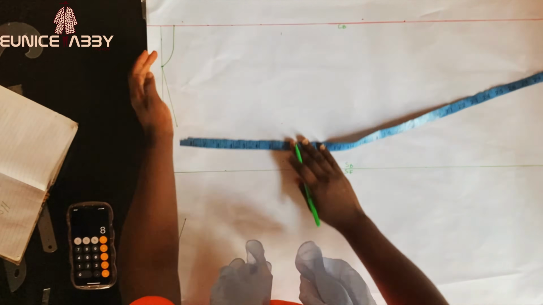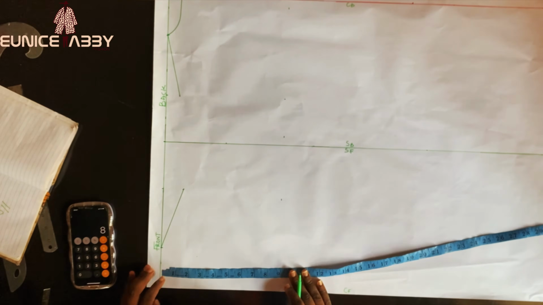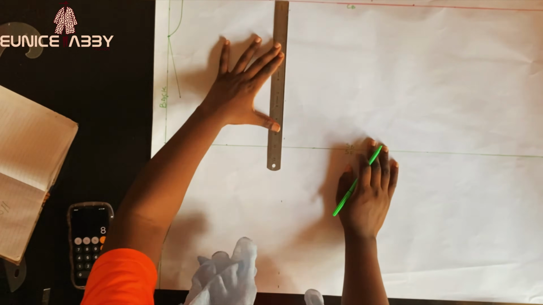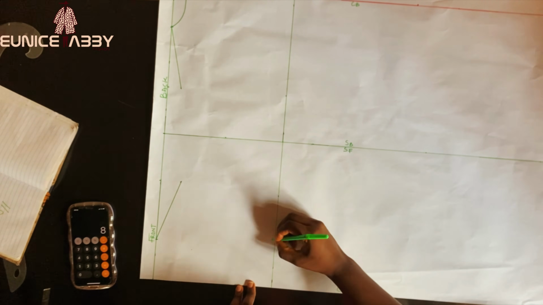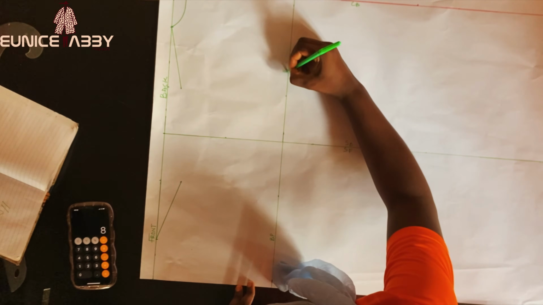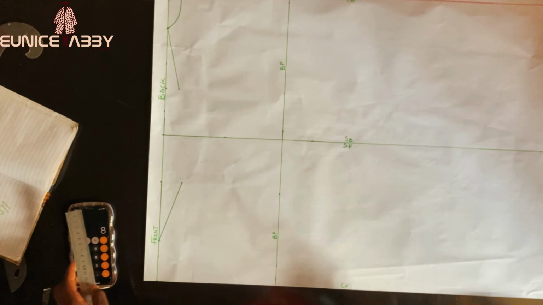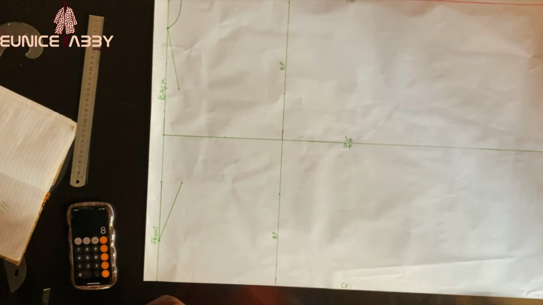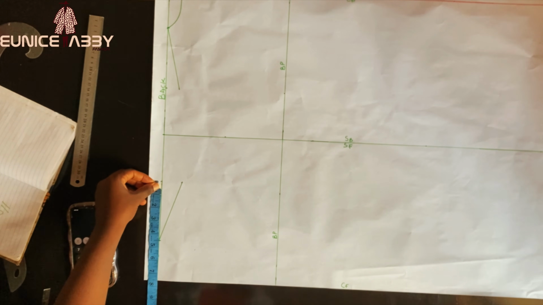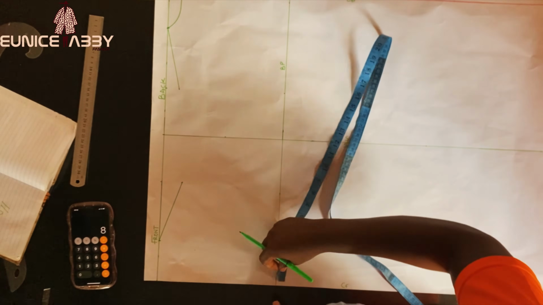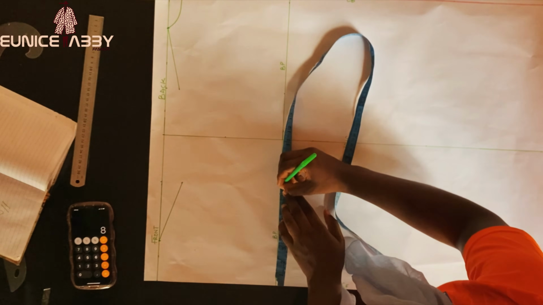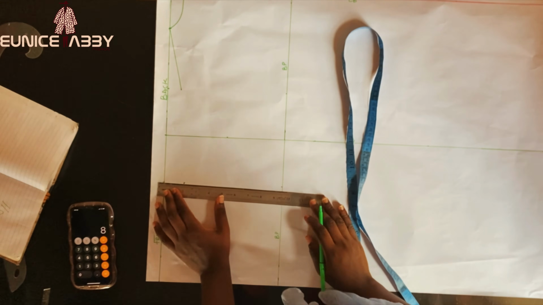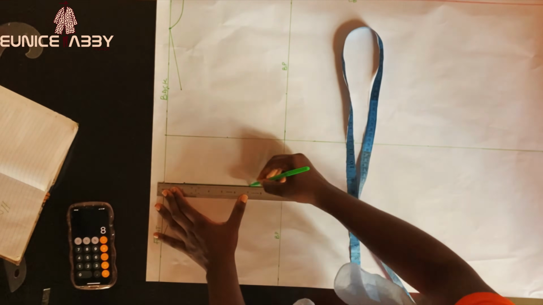After noting the 9-inch point severally to enable me get a straight line, I'll proceed to use my ruler to connect the points to form a straight line. I went ahead to label this line BP as in bust point. That is a mistake. It is armhole line AHL. I later corrected it. I went ahead now to measure what I have on the shoulder, which is 7.5. I marked the same thing on this armhole line and I connected to form a straight line. We're about to form the armhole curve, okay?